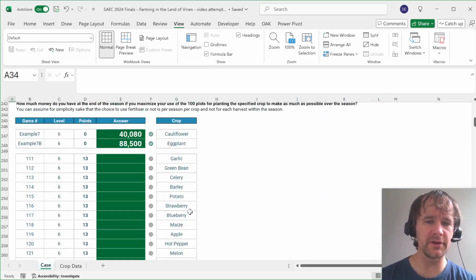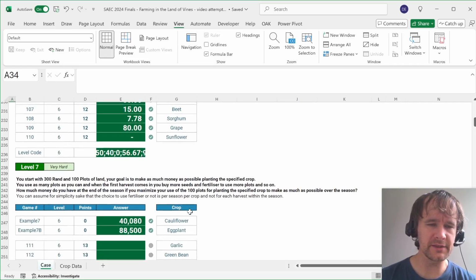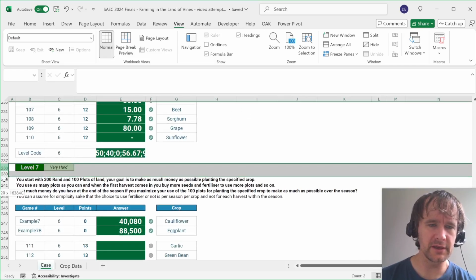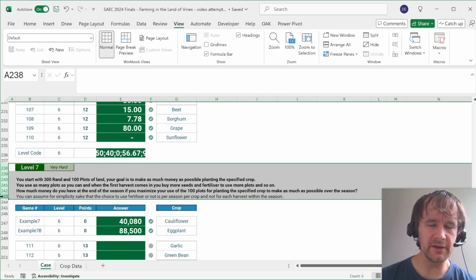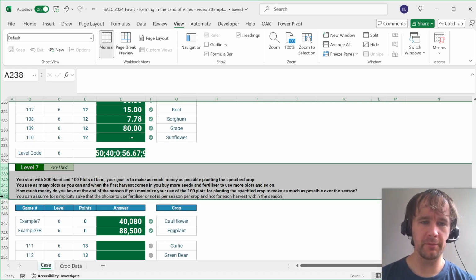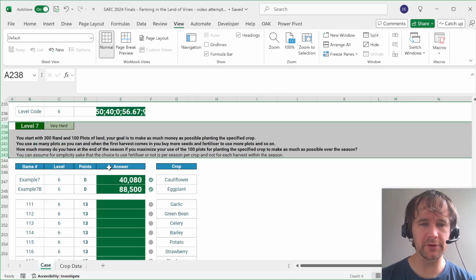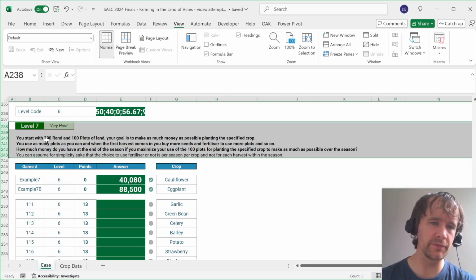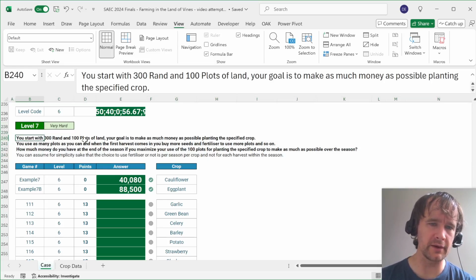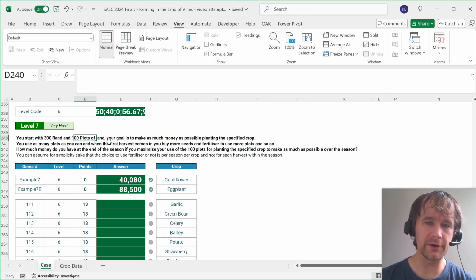And then I mentioned in my snap walkthrough that the same dynamic occurred there, which is level 7 is much harder, but also kind of goes in a totally different direction. So it only partially builds on the workings that you've built up to now. So I'm not going to solve it today, but I am going to explain it a little. So the idea is you start with 300 rand and 100 plots of land, and your goal is to make as much money as possible by planting one specified crop.